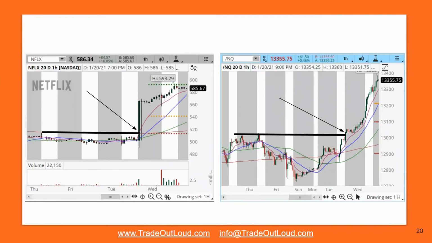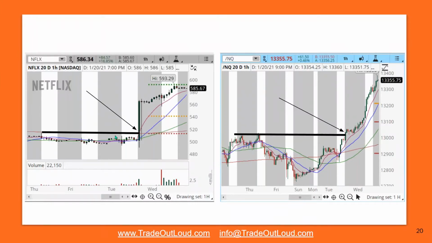Okay, so for example, a move in Netflix, you can see the Netflix right here. The gray highlighted area represents the overnight session, the extended session. And the white highlighted area represents the New York trading session in both charts. This is Netflix and this is NASDAQ right here.